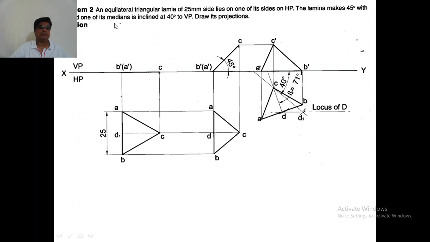So what is that condition? The condition is that one of the medians of this triangle is inclined at 40 degree to VP. You have to carefully understand this statement, and accordingly you have to change the method you follow to draw the front view and top view. Here it is given that one of the medians is inclined at 40 degree to VP. So this is the third condition you have to satisfy here.